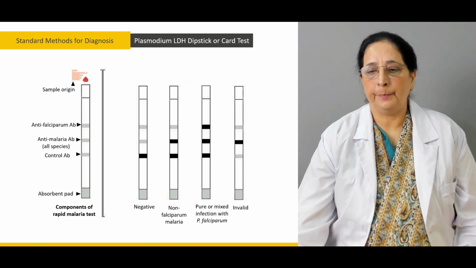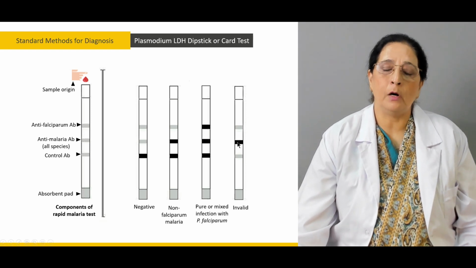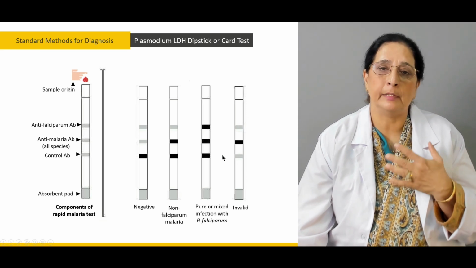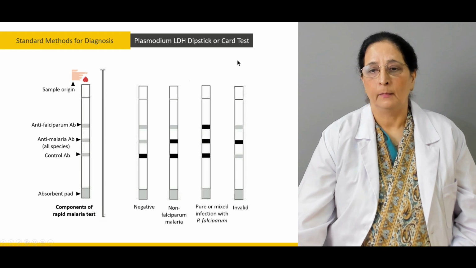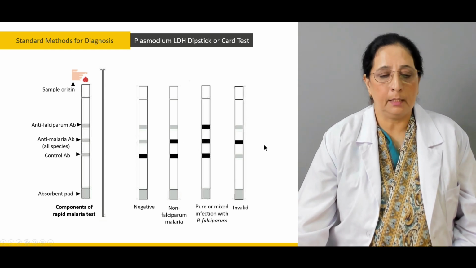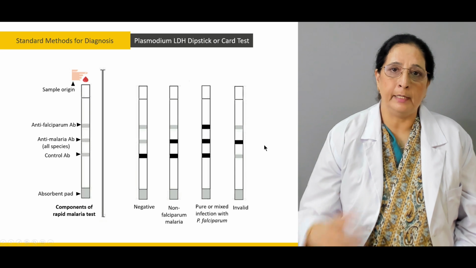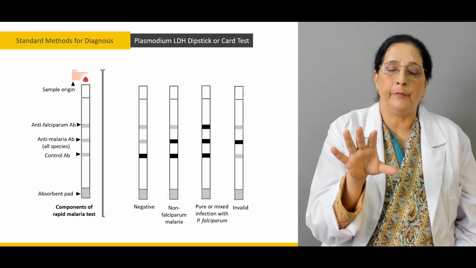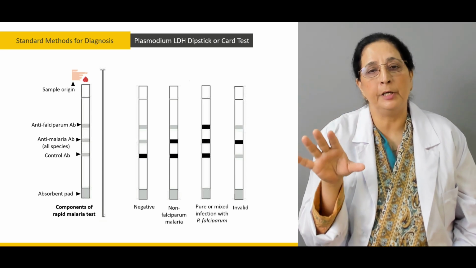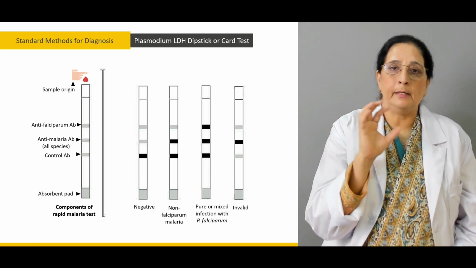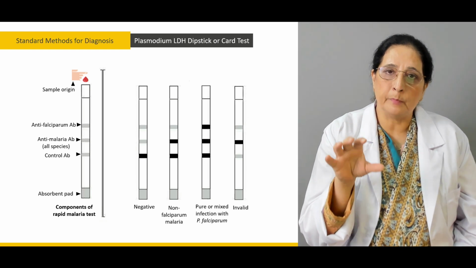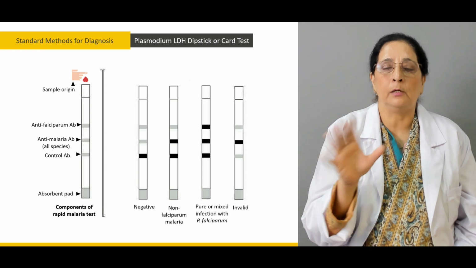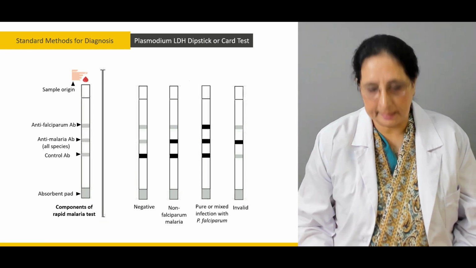And if the strip shows only one line, and the control is not changing the color, that means that strip or that test is invalid. So that's the rapid malaria test strip, very easy, quickly performed in the clinic, in the office, and this tells us whether the patient has malaria, whether it is mixed or pure Plasmodium falciparum, or it's the other type not including Plasmodium falciparum.